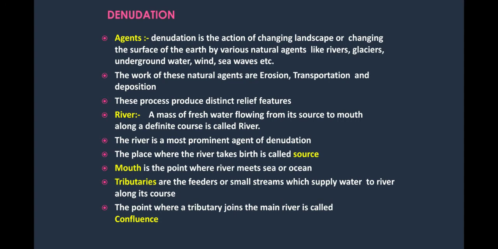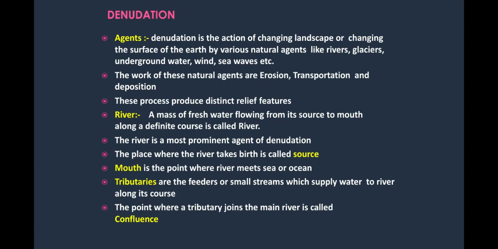Now river: a mass of fresh water flowing from its source to the mouth along a definite course is called a river. The river is the most prominent agent of denudation. The place where the river takes birth is called the source. Mouth is the point where the river meets the sea or ocean. Tributaries are the feeders or small streams which supply water to the river along its course. The point where a tributary joins the main river is called confluence.